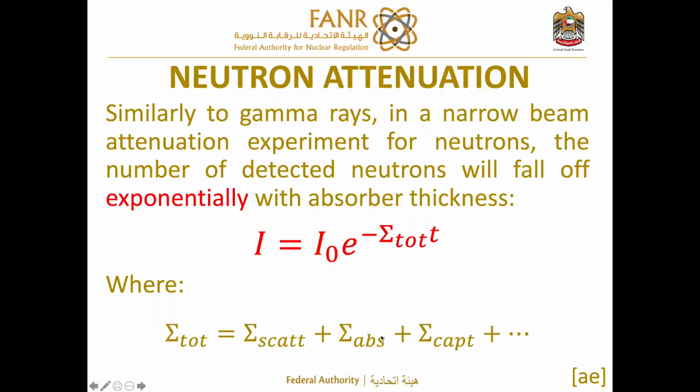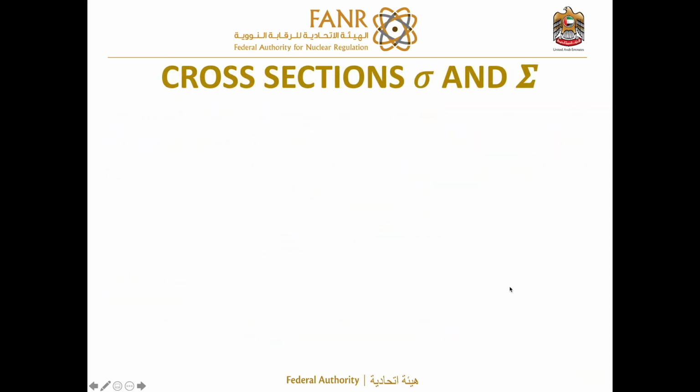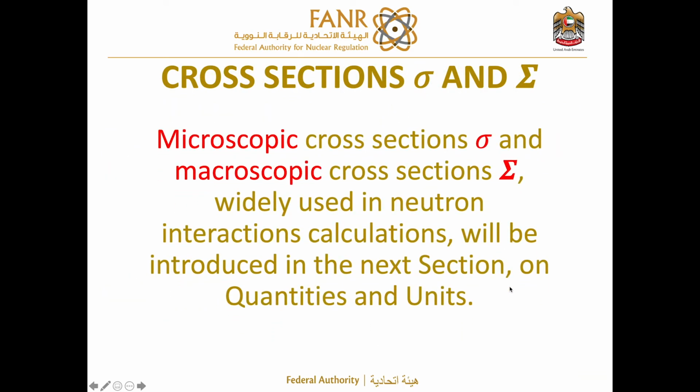You may hear about these words, microscopic and macroscopic cross-sections. These are probabilities of interactions which include the probability of scattering, the probability of absorption, the probability of capture, and many other nuclear reactions. Later on, we will define what is a cross-section, microscopic, small sigma, and macroscopic, capital sigma, which are very much used in neutron interaction calculations.